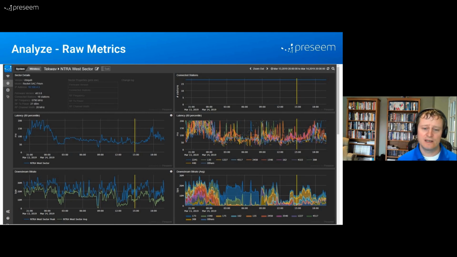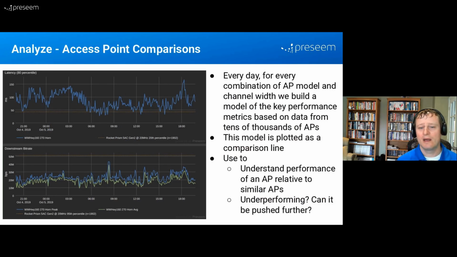So you can dig into individual network metrics on a low level. This is a screen for a Rocket 5 AC Prism. This shows some of our metrics, again, extracted directly from the subscriber traffic. But if you were to scroll this down, you'd be able to see all the lower level radio metrics as well, which are extracted from the AP. So this is a raw view, essentially a way to go in and debug things. However, we usually expect our customers to spend most of the time at the higher level views.